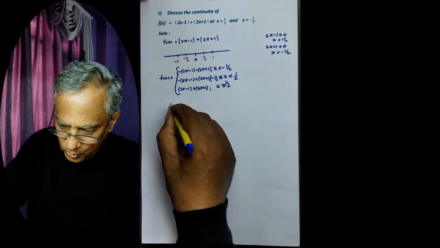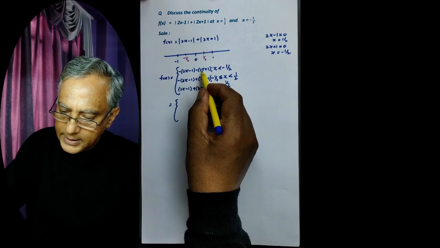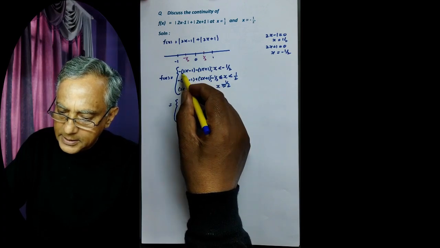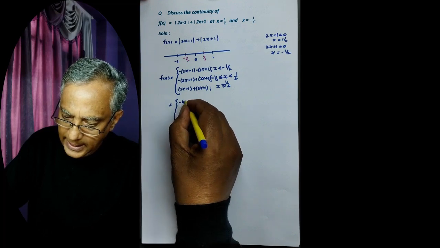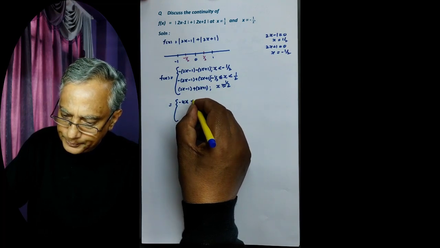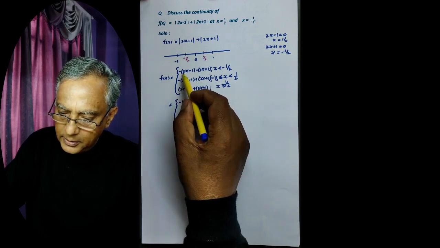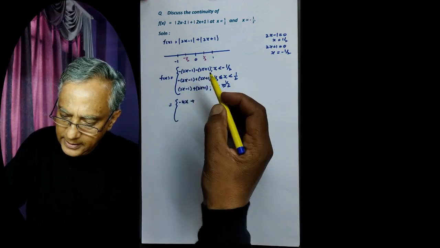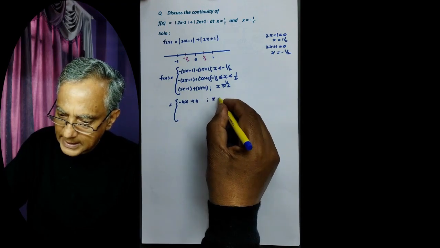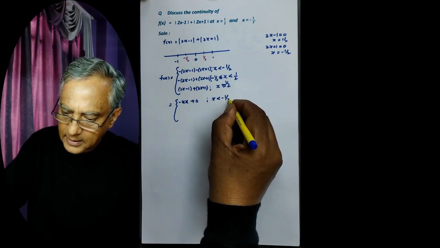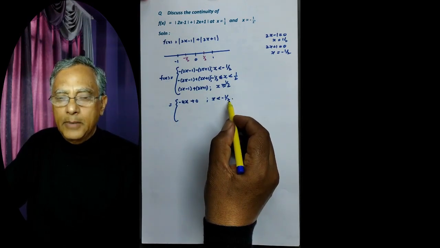And this is equal to, now minus 2x is minus 4x, minus plus. So we have minus 4x plus 1 minus 1. This is plus 1 and here we get minus 1. So we get this. So x is less than minus half. So this is equal to minus 4x for x less than minus half.